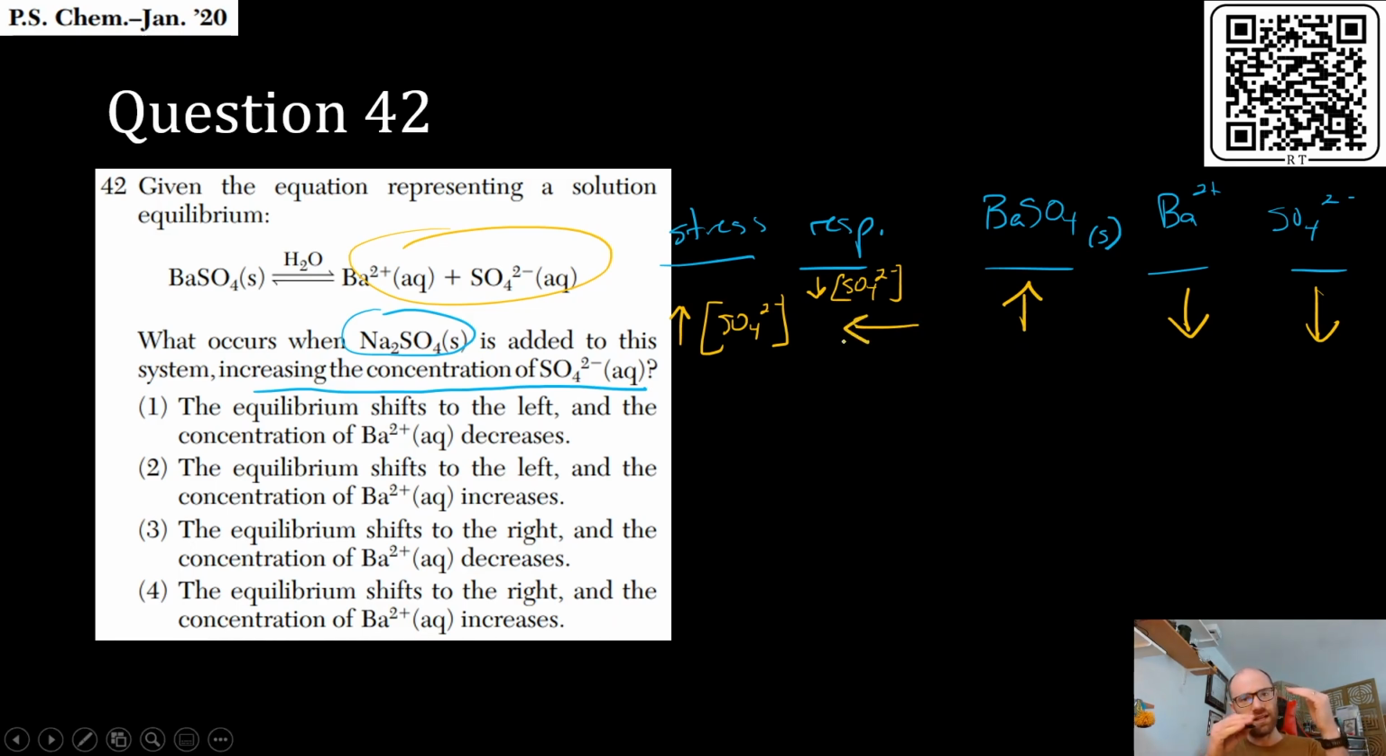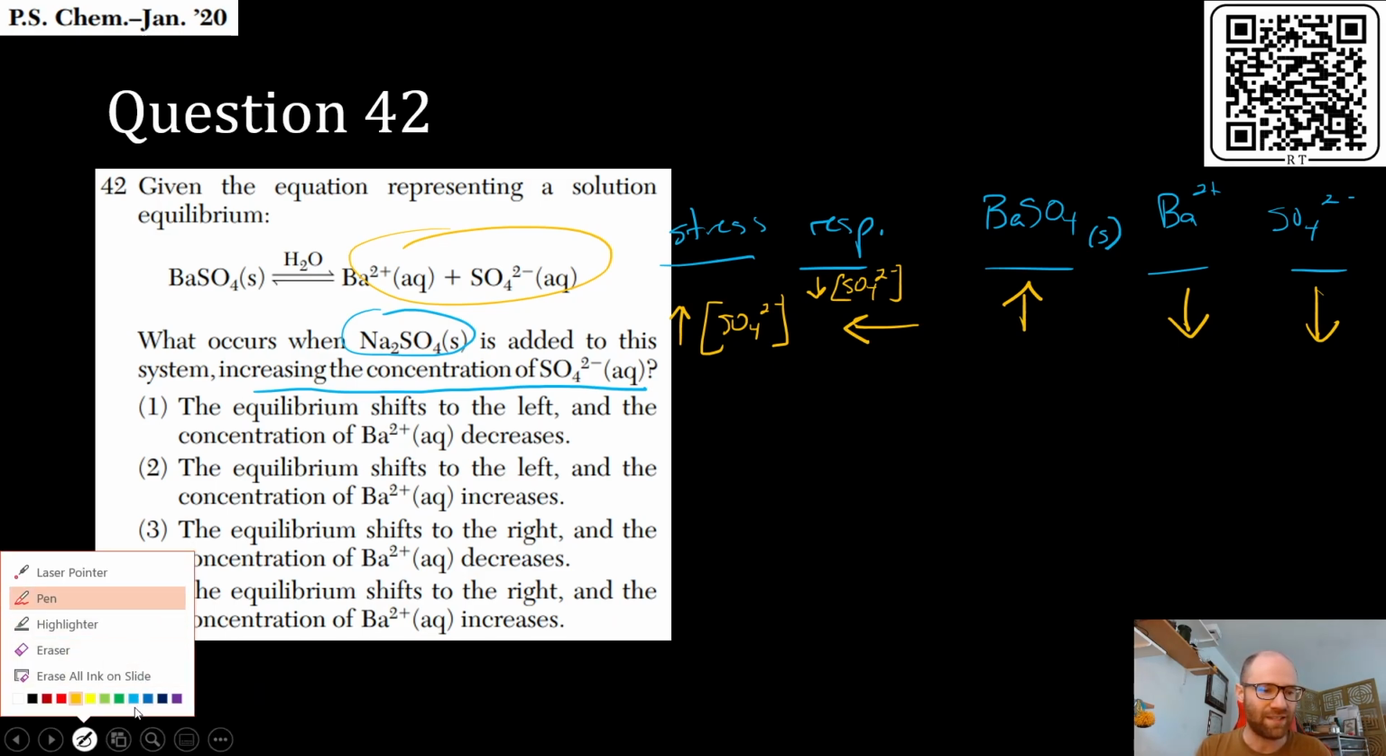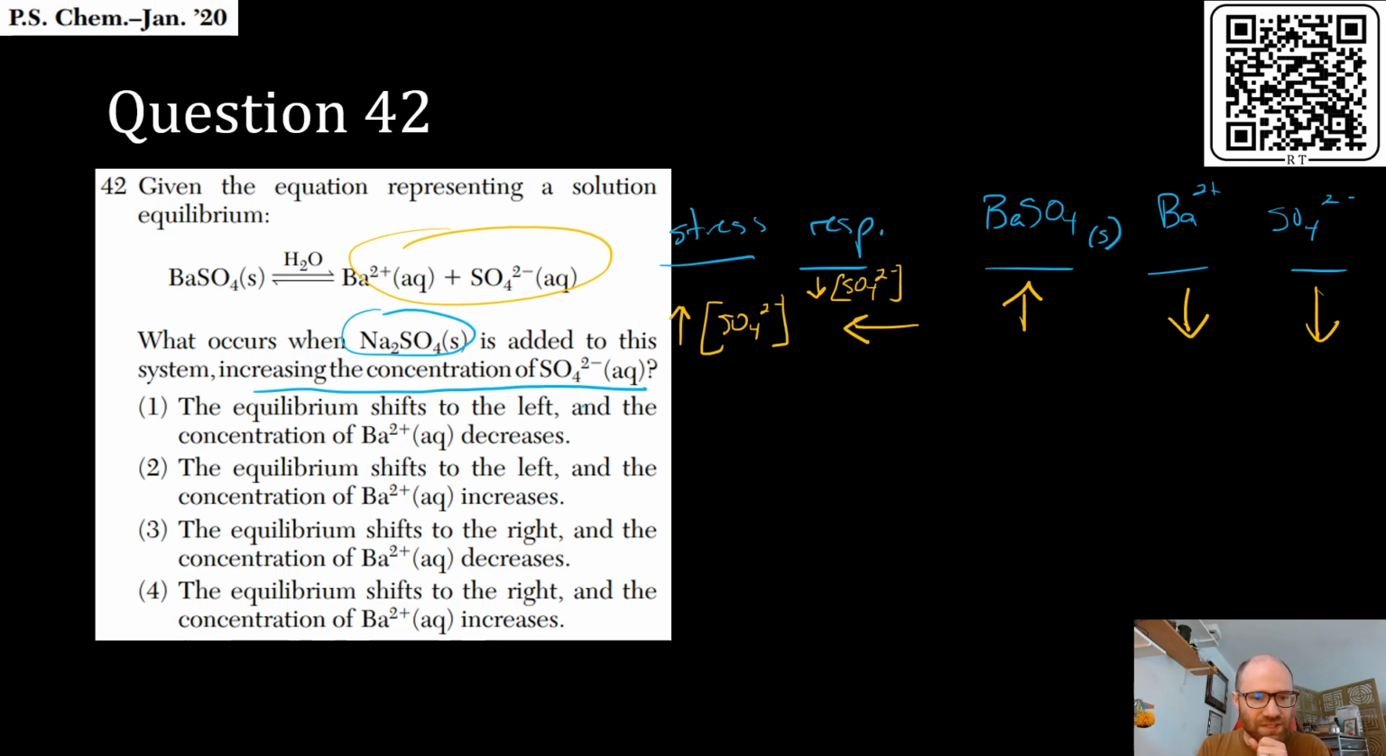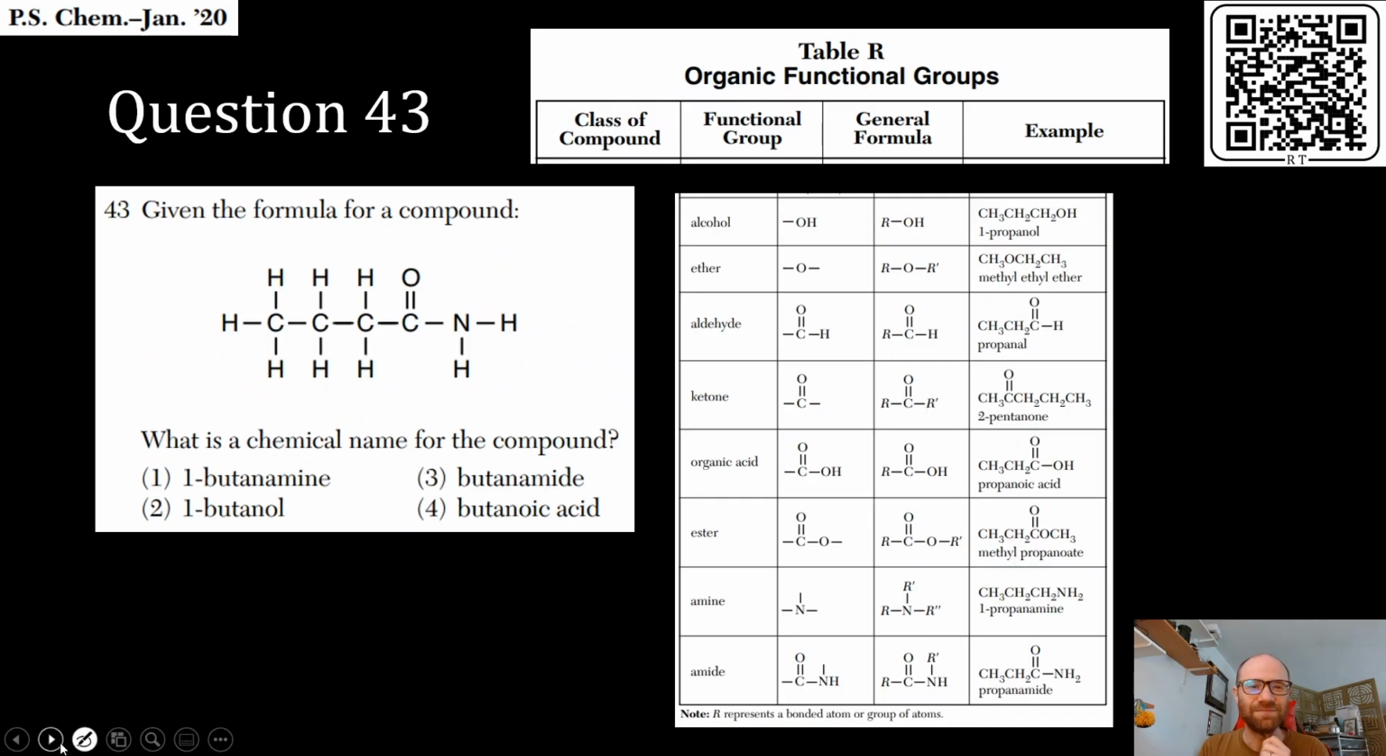You can see that the products are decreasing, the reactants are increasing. So if we were to make bar graphs for this, we would see the left side of the reaction, the reactants, go up and the right side go down. So let's see which answer matches up best with what we've answered here. The equilibrium shifts to the left and the barium, well, choice 1 seems to have it. Just checking, we're not doing shift right, and the barium does not increase. So yeah, the answer is choice 1.